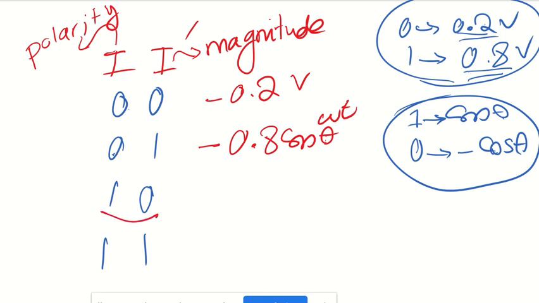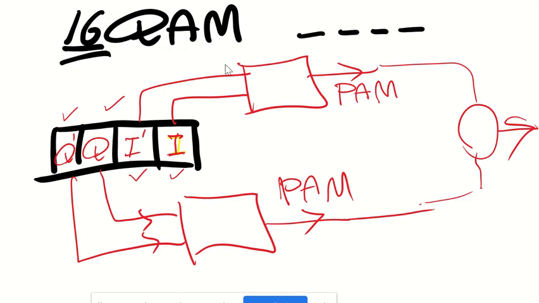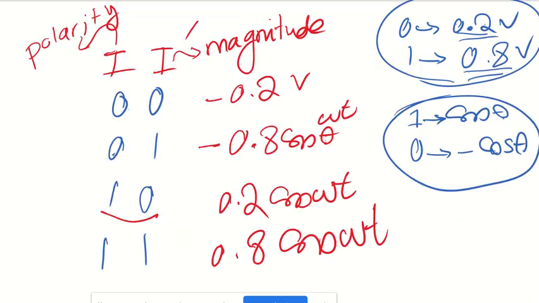If I have 1, 0, the polarity is 1, so it's cosine of omega t, but the magnitude is 0, so I have 0.2 volts. What about 1, 1? It will be 0.8 cosine of omega t, right? So depending on the pair, that will be only for my I part, but I'm sending 4 bits. So I have to do the same thing for Q prime.